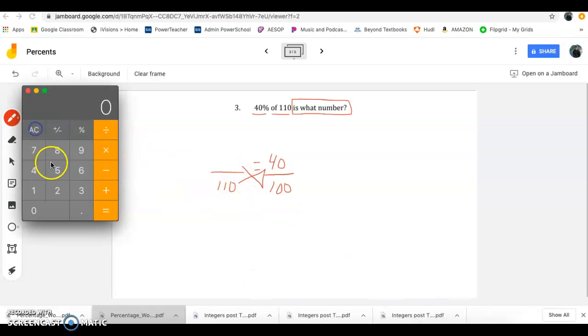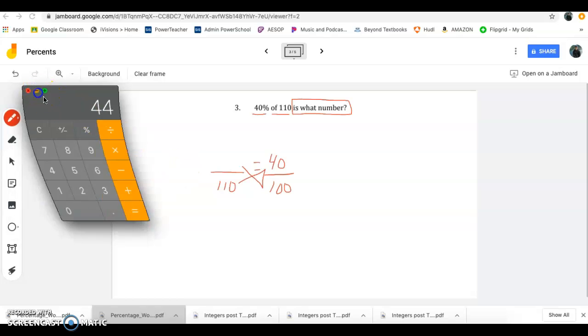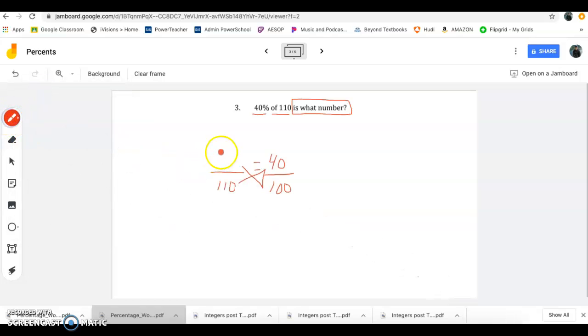So get your calculators out. Make sure you have a calculator for this. You need a whiteboard and a calculator, definitely, because today's assignment, you're watching this video and then you're going to have to turn around and do it on DocHub. So there's no paper pencil today, okay? So make sure you have your calculator. 110 times 40, and we're going to divide that by 100, and we have 44.